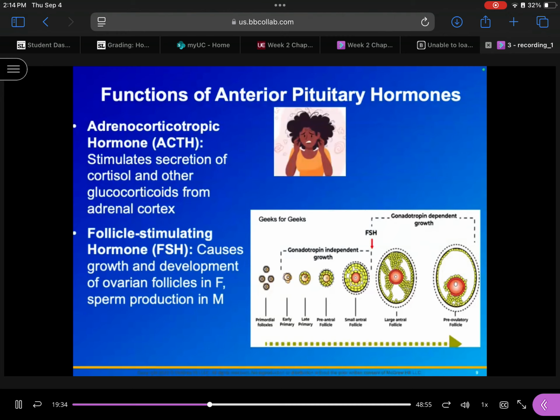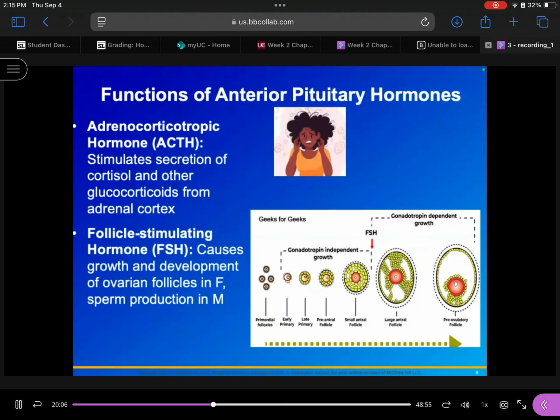And then we have follicle stimulating hormone. All right, so this is important. It's going to act on male and female, and it is going to cause growth and development of the ovarian follicles. Oh, look, follicle stimulating hormone, growth of follicles. That goes together in females. And in males, they don't really have follicles, but they do have sperm. So it's going to activate sperm production. So that is follicle stimulating hormone, or FSH, and it is a gonadotropin.